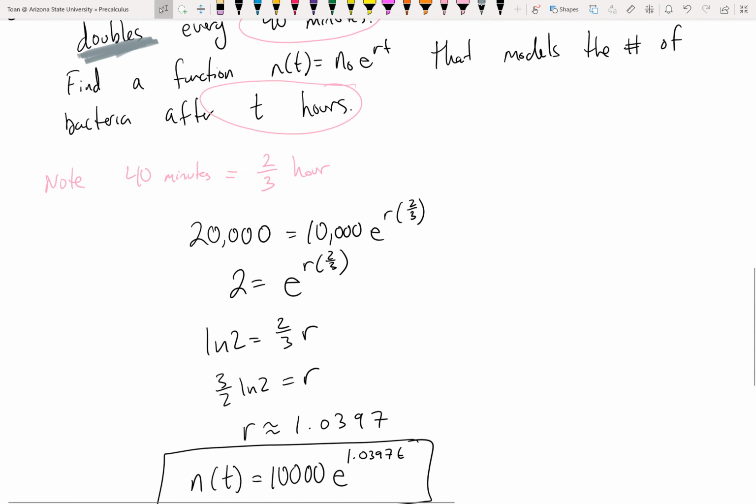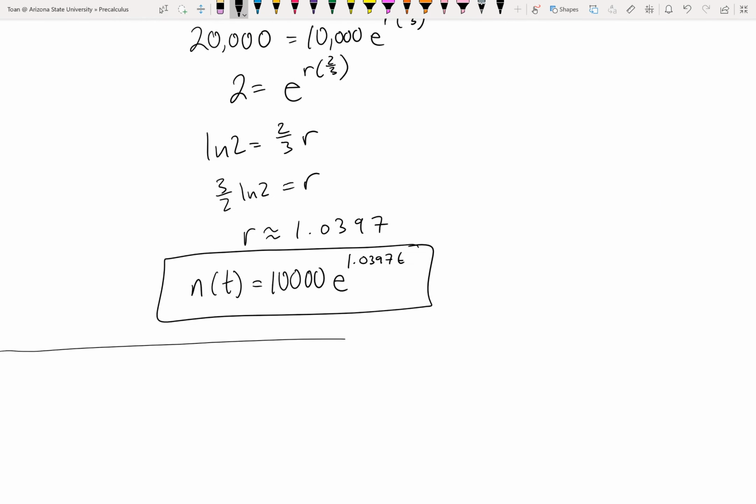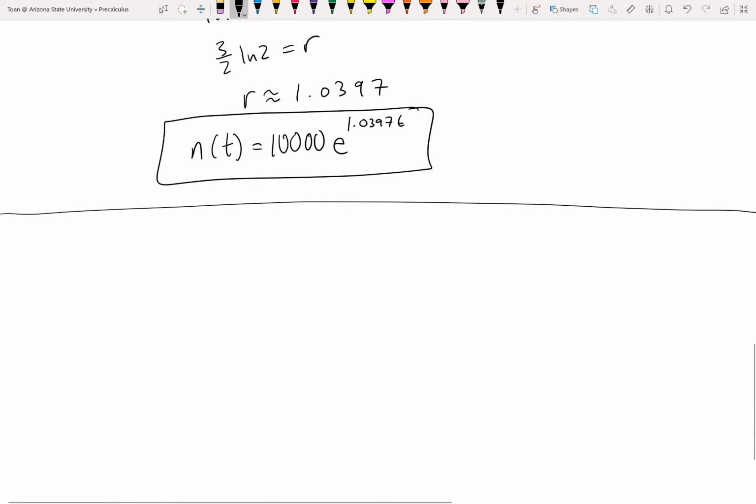What other contexts, what other word problem situations can we use exponential functions for? Well, we can do the exact opposite. We use exponential models when things grow. Not surprisingly, we use exponential models when things decay. One very, very common application is radioactive material, radioactive decay. So let's write down the model.